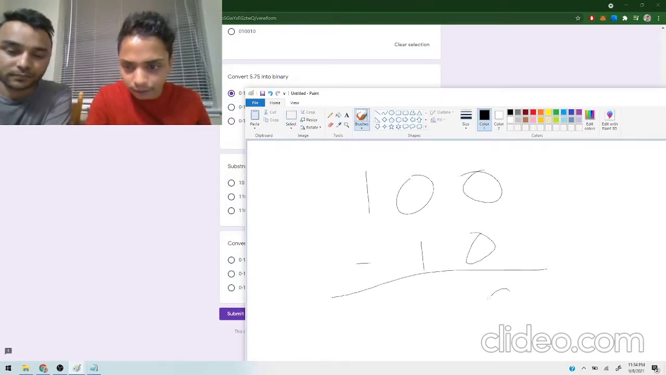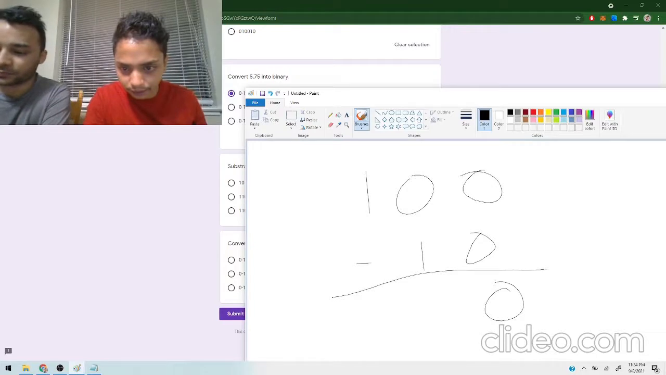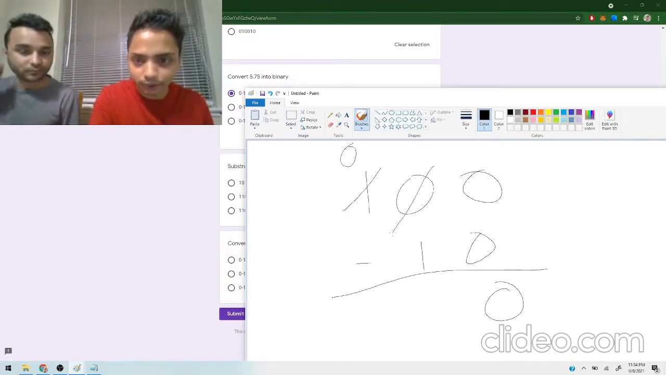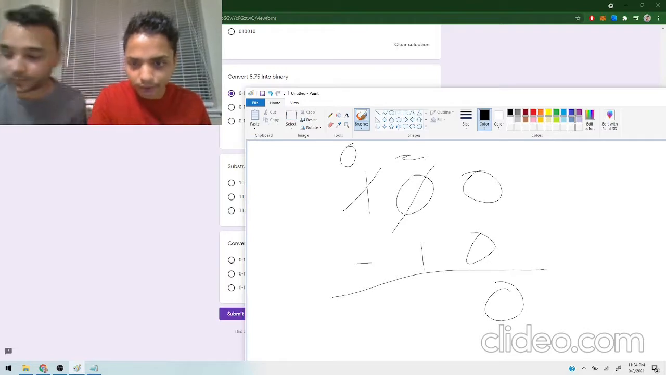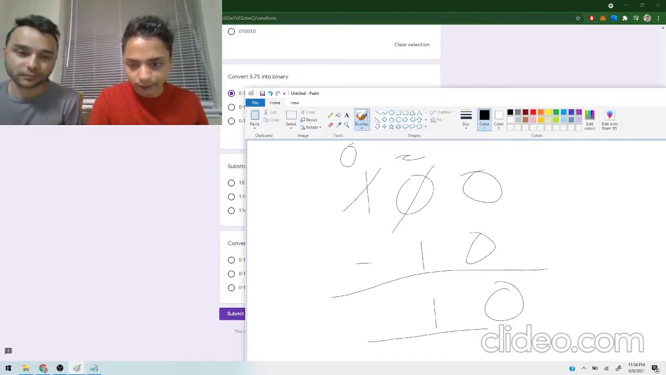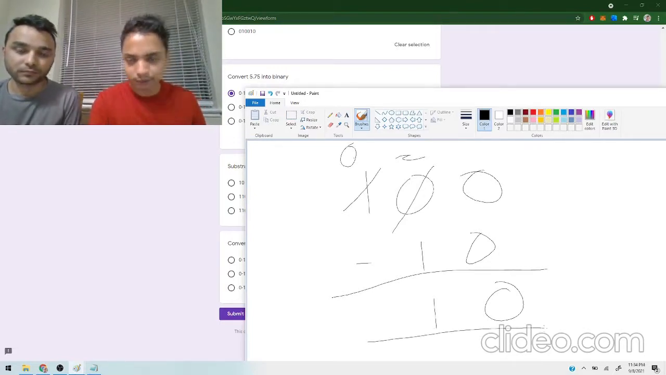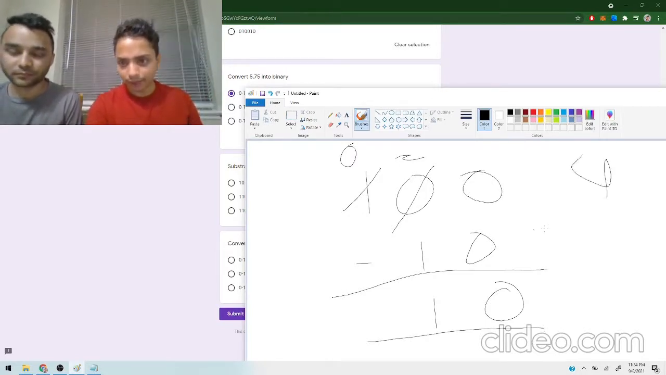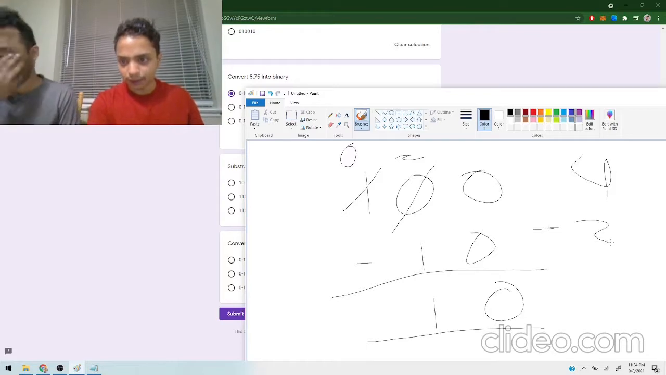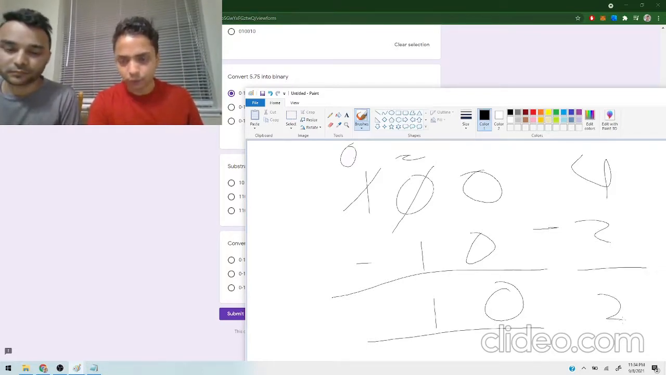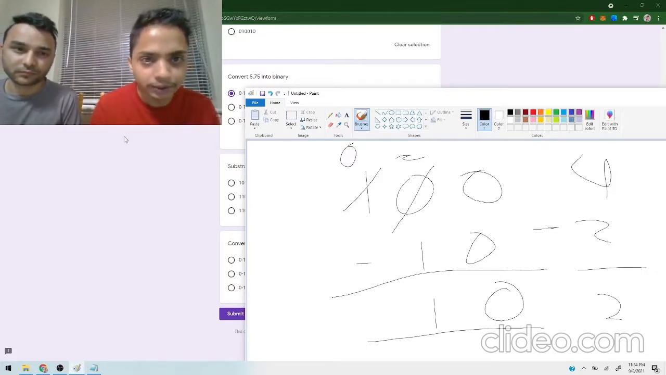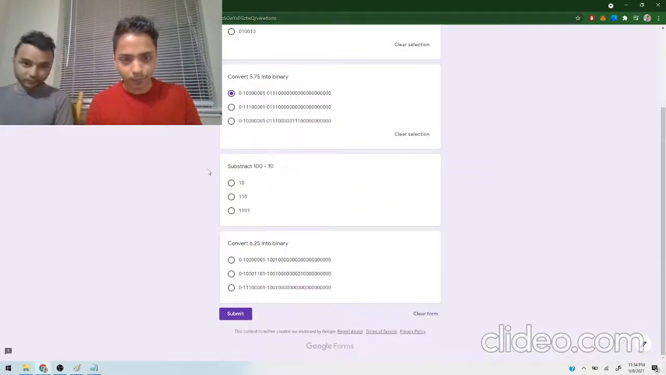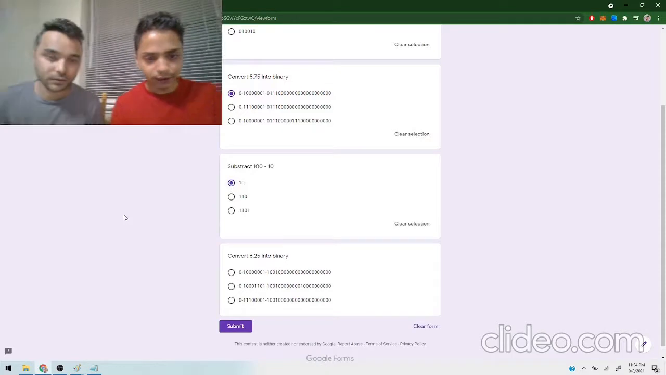So 0 minus 0 would be 0, and then 0 minus 1 is not possible. So we borrow from this 1, making it 0, and then this one would be 2, and then 2 minus 1 will be 1. So it's going to be 1 0. Pretty much when you convert it into binary, it's going to be 4 minus 2, and then it's going to be 2. This is the equivalent of 2 in binary. So it's the binary subtraction, and the answer would be 1 0. So this is the answer. On to the next question with Pradeep.